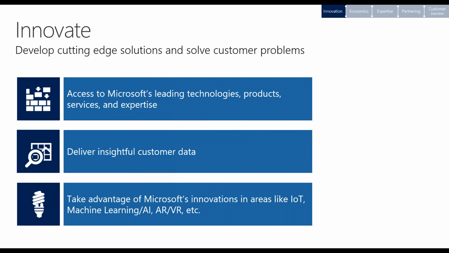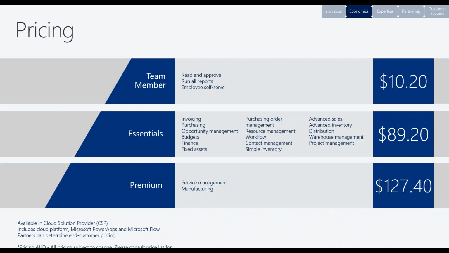The pricing for the system, and this is obviously the list price. We have a team member license, which allows a customer to just read and run reports and do employee self-service. You obviously have to have either an Essentials or a Premium SKU to be able to be a team member. The Essentials SKU, which covers everything except for service management and manufacturing, is $89.20 Australian, and then the Premium is $127.40. It's important to note that you can't mix those. You're either Essentials or Premium. But it is also important to understand that in both systems, you can extend the system for the customer specifically, or you can build an app that can be deployed on either one of those license SKUs.